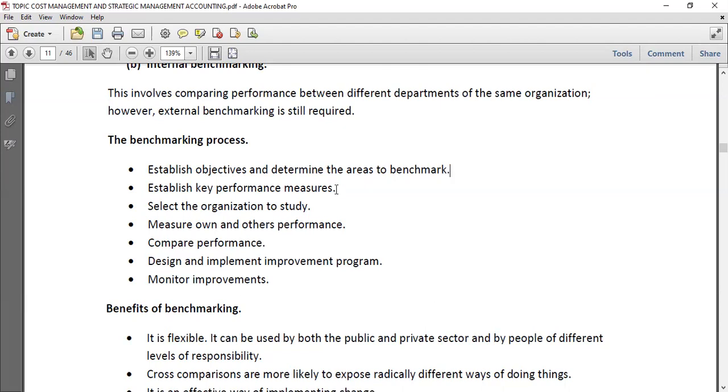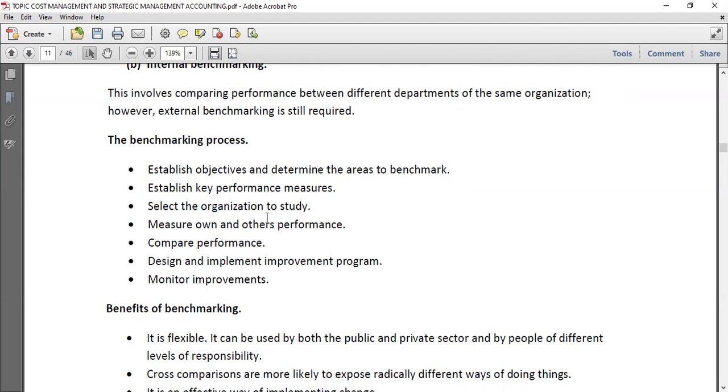And then you also need to look at the performance measures, because at the end of the day, you want to compare something with your internal. So you want to make sure that you're establishing the key performance measures. Then you also select the organization to study. If this is an internal benchmarking process, you definitely also choose the department that you're going to study, okay? And then you also measure your own and the other's performance, and then you're able to compare the performance.